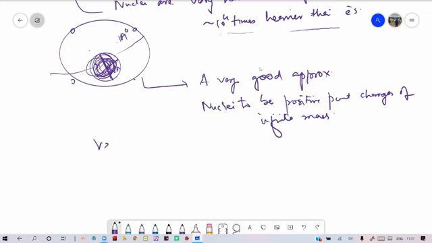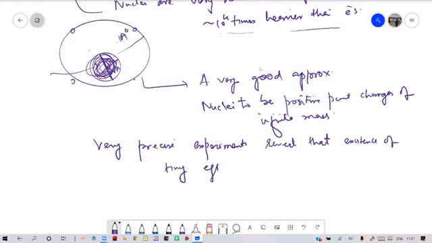But highly precise experiments, high precision experiments, reveal the existence of tiny effects on the electronic energy levels.